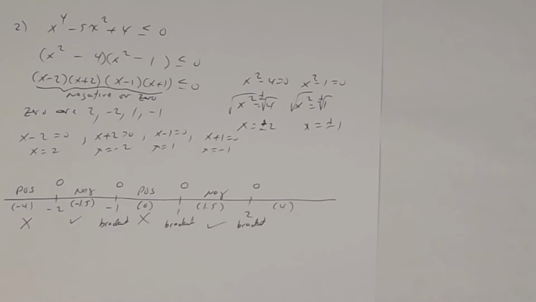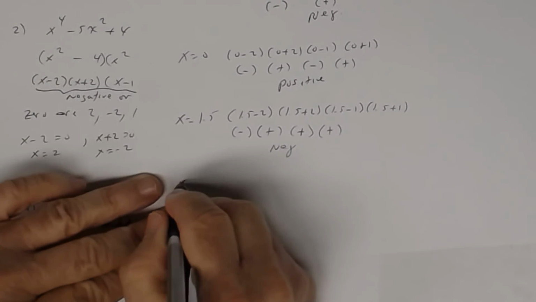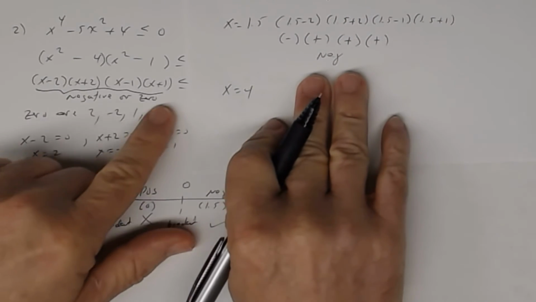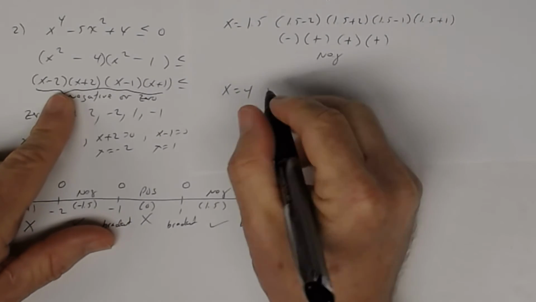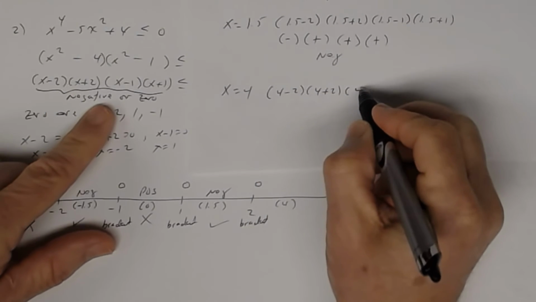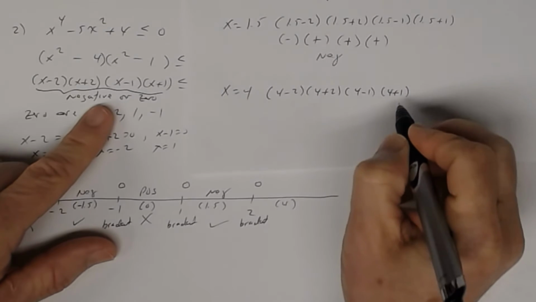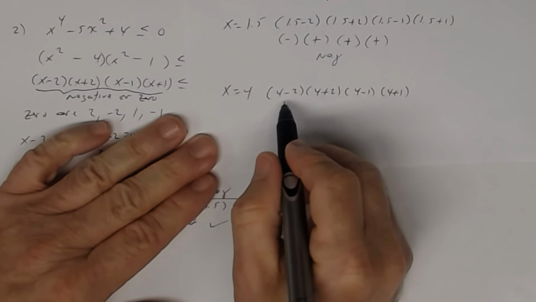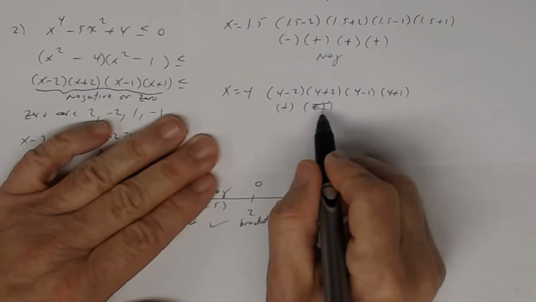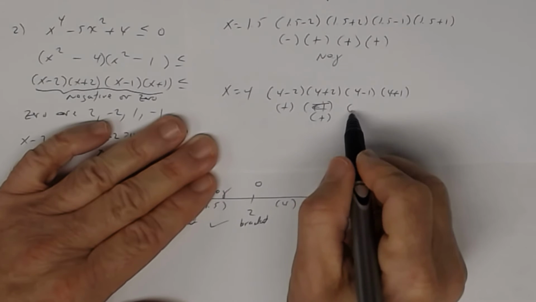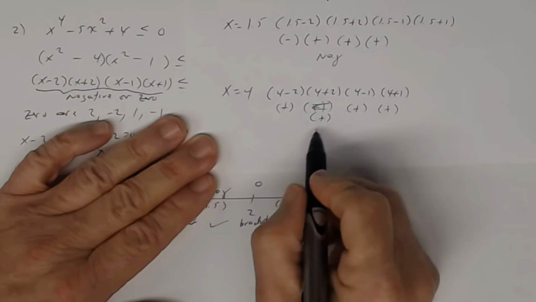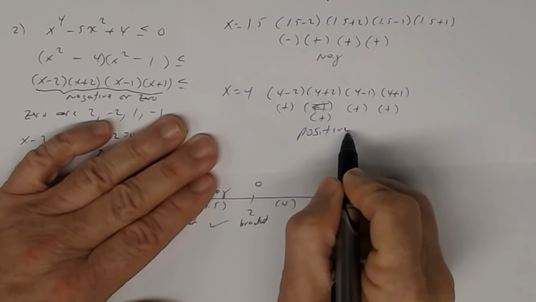And then finally we do 4. So if x is 4, you do the same thing. I'm going to go into the factor completely part here. So I get 4 minus 2, 4 plus 2, 4 minus 1, 4 plus 1. And so when I look at those factors, 4 minus 2 is positive. 4 plus 2 is a positive number. 4 minus 1 is a positive number. 4 plus 1 is a positive number.